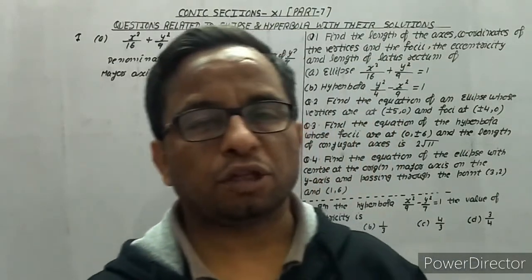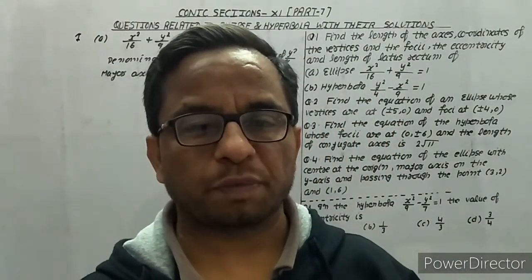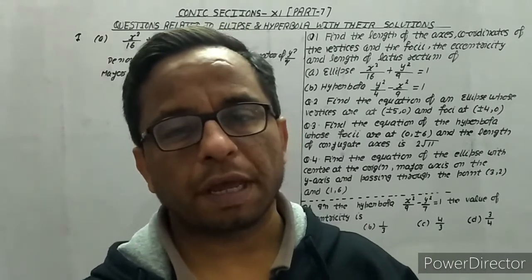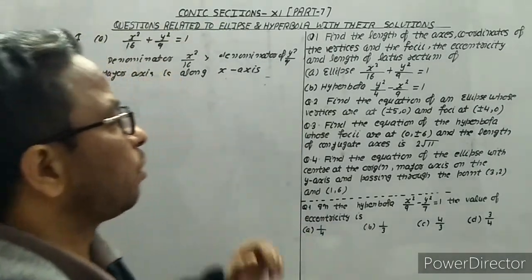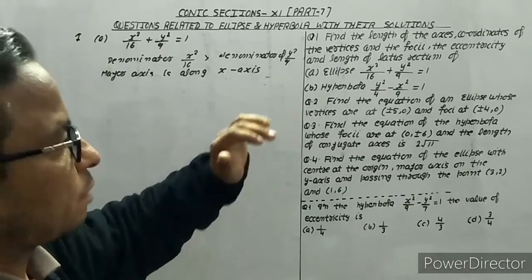Hello everyone. In this part 7 of conic sections, I'll explain questions related to ellipse and hyperbola. So let's start with question number 1. Find the length of the axis.